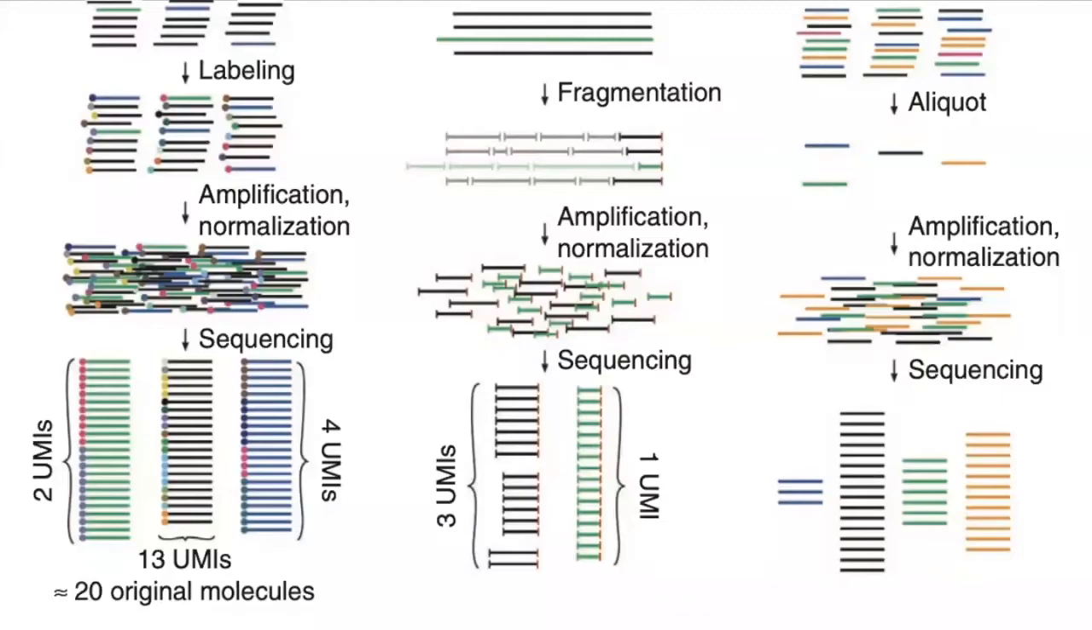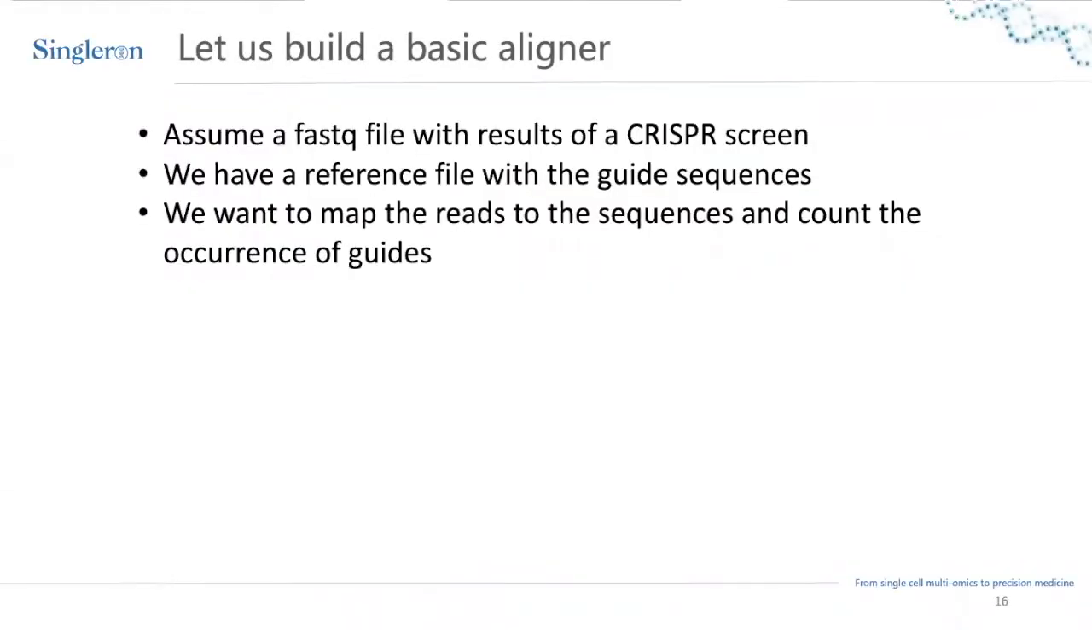Therefore, it's important to count the UMIs themselves. So if you count the UMIs, you only have 2 UMIs in the green one, but the black one has 13. Therefore, the black one is more highly expressed than the green one. So this way, you eliminate biases that you have introduced just by amplification, for example, and you are just counting the unique transcripts, taking them back to their molecule of origin.